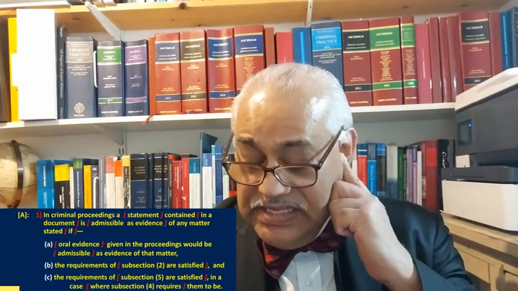In fact, if I recall correctly, there's an authority called Foreward, which I will refer to later. And that will demonstrate how Section 116, 114, 117, they were all discussed. Then paragraph B, requirements of subsection 2 are satisfied. C, the requirements of subsection 5 are satisfied in a case where subsection 4 requires them to be.